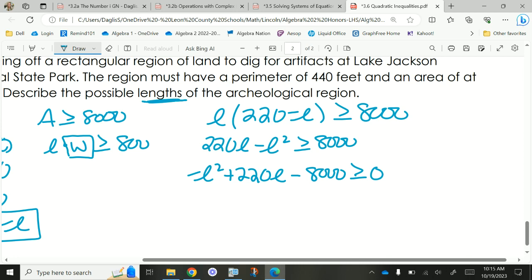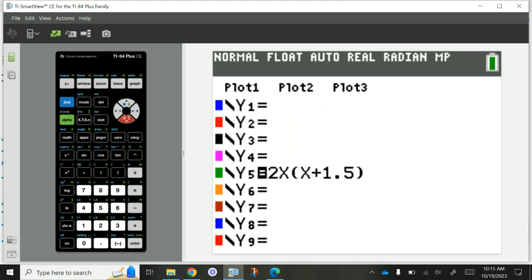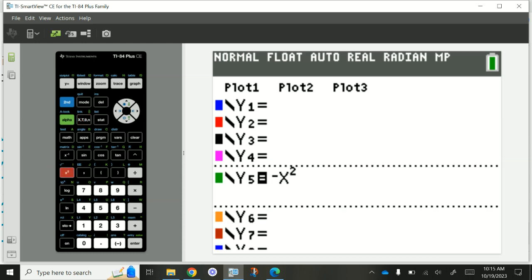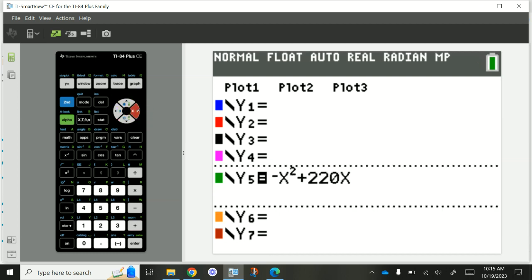Okay? So y equals, what am I doing? I need to do this so you can see it. Here we go. Back to y equals. Clear this out. All right, so we have negative x squared. Does it matter that I'm using x instead of L? No, it's a variable. Plus 220x. Oop, I forgot my plus. And then minus 8,000.